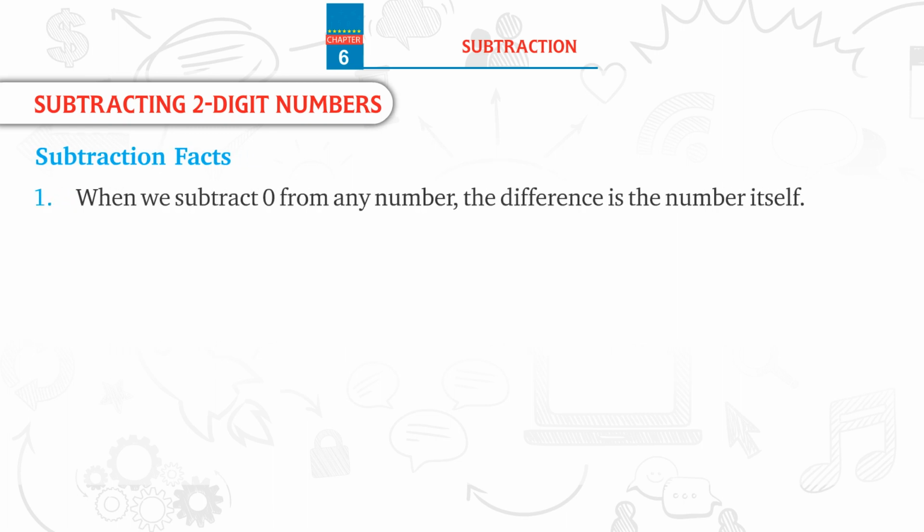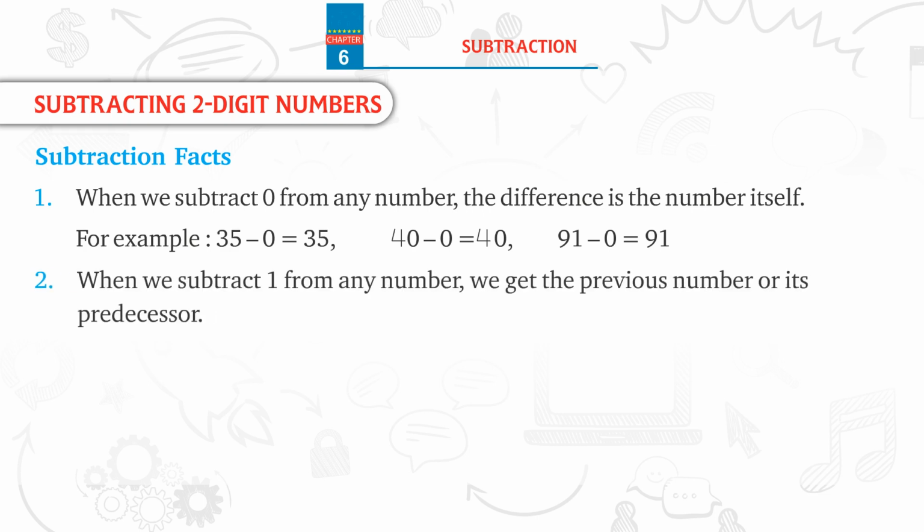Subtraction facts. 1. When we subtract 0 from any number, the difference is the number itself. For example, 35 minus 0 equals 35, 40 minus 0 equals 40, 91 minus 0 equals 91. 2. When we subtract 1 from any number, we get the previous number or its predecessor. For example, 35 minus 1 equals 34, 50 minus 1 equals 49, 91 minus 1 equals 90.